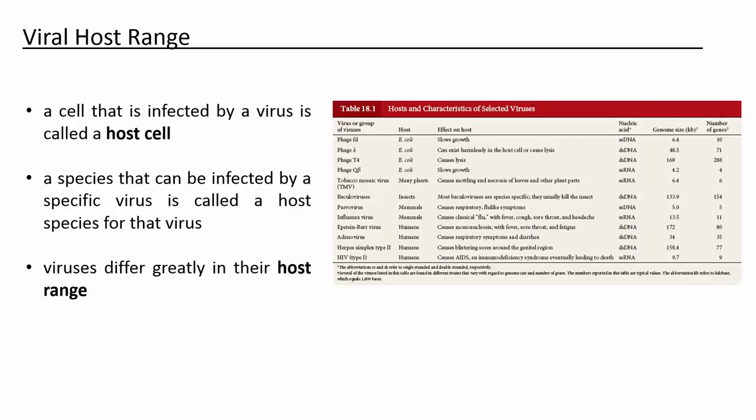Okay. So the cell that a virus can infect is simply called a host cell. Then it says in the slide up there, if you're a species that can be infected by a virus, then you're called a host species. And then I told you that each virus is going to have what's called a host range. And the host range is the number of species and cell types that a virus can infect.